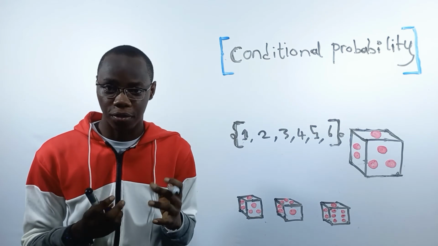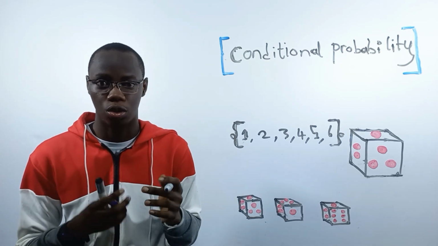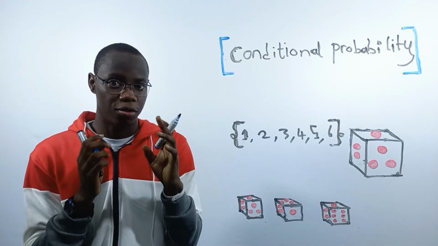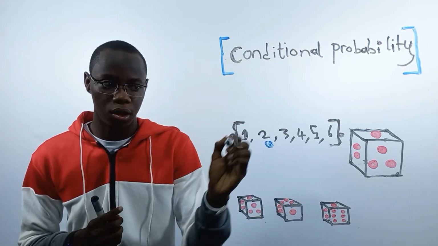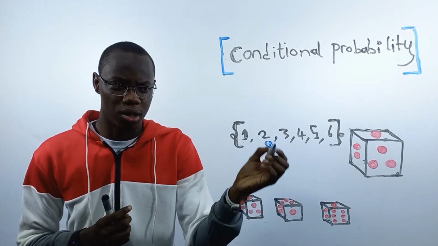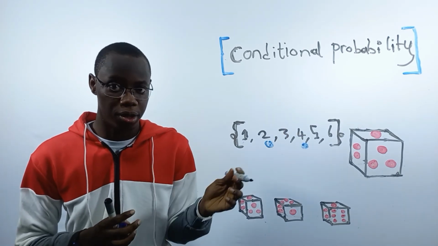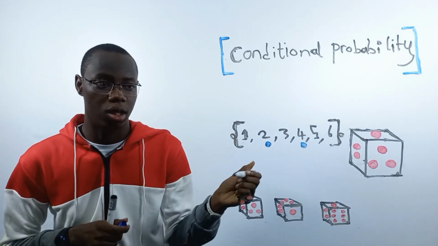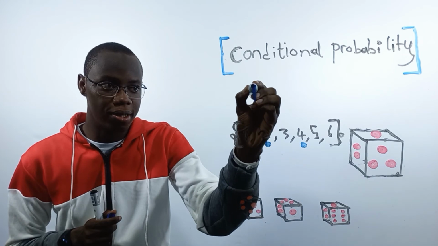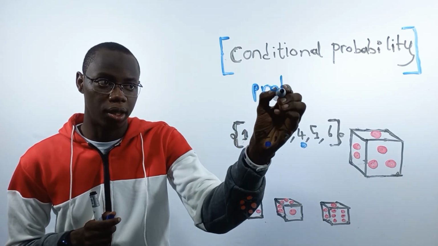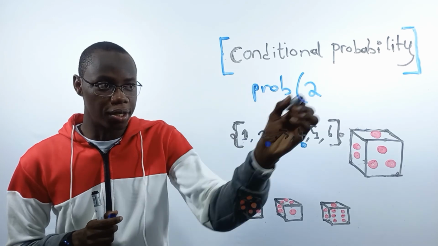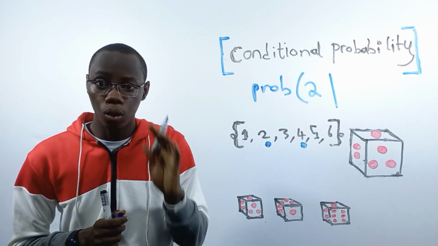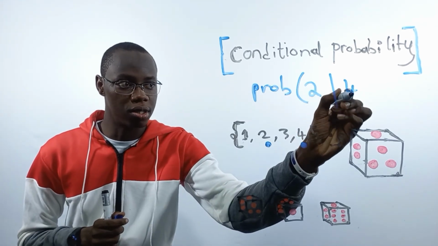So now you pause the video and try answering this question. Try writing a conditional statement for this question. What is the probability of us getting a 2, given that we have gotten a 4 already? Alright, so let's write it down together. So the probability, this is how it will look, of getting a 2, given only that we have already gotten a 4.